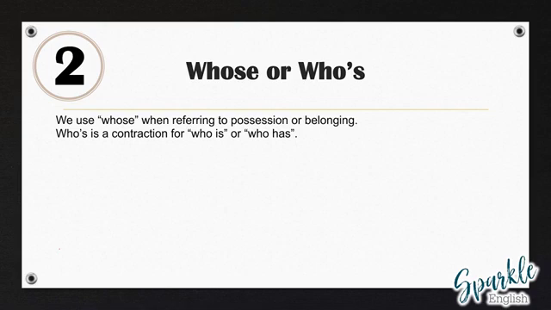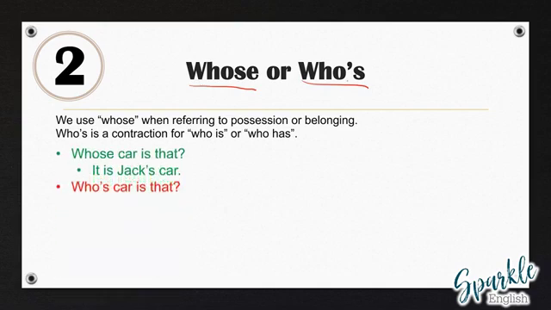We use whose, W-H-O-S-E, when referring to possession or belonging, just like we've been talking about. But who's, W-H-O apostrophe S, is a contraction for who is or who has. So if I'm asking you a question and I say, "Whose car is that?" "It is Jack's car." The whose is asking who does something belong to.